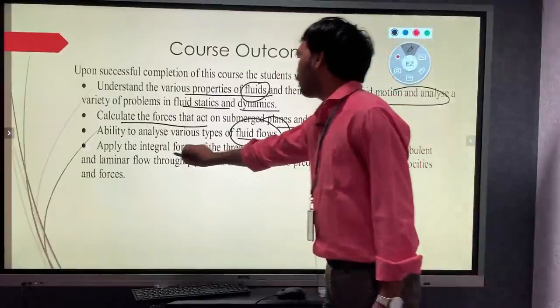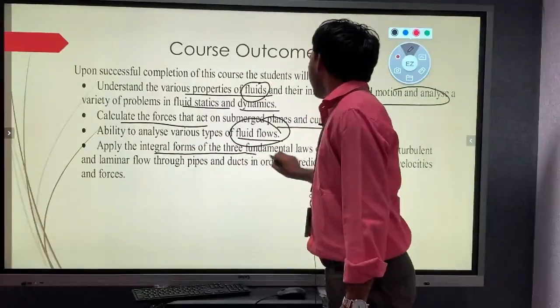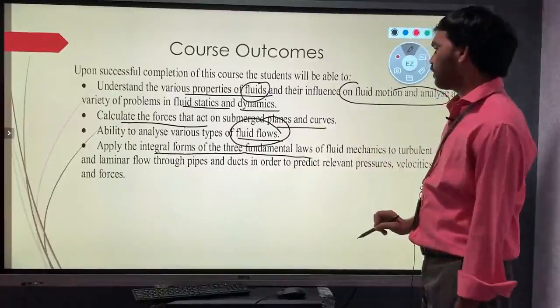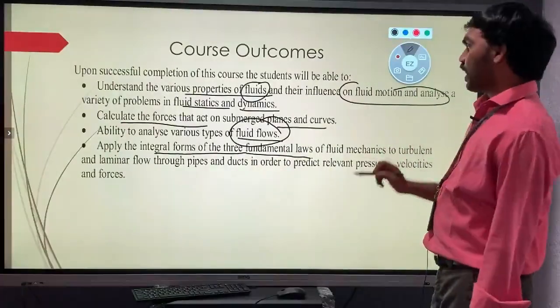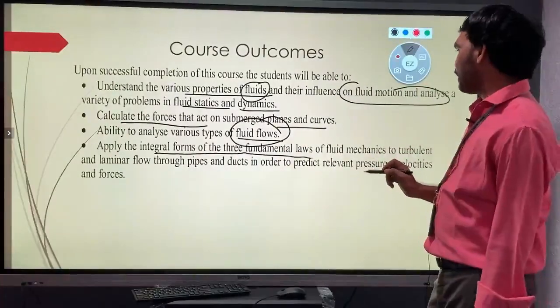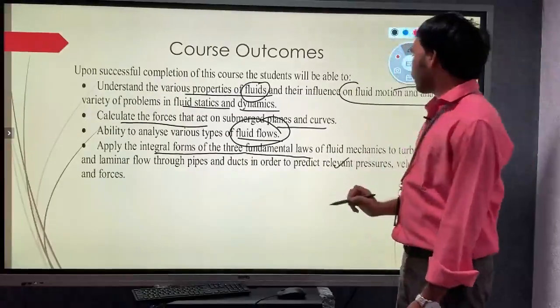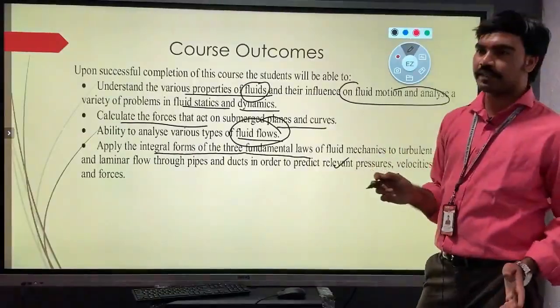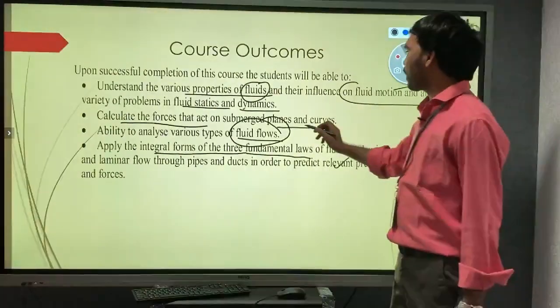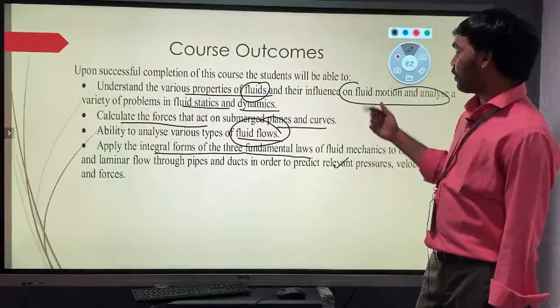And finally, they are able to apply the integral forms of the 3 fundamental laws of fluid mechanics to turbulent and laminar flow through pipes and ducts in order to predict the relevant pressures, velocities and forces. So here the 3rd and 4th units mainly discuss the application of Bernoulli's equation and the continuity equation.